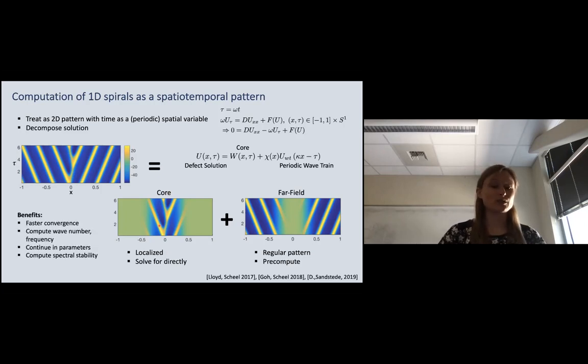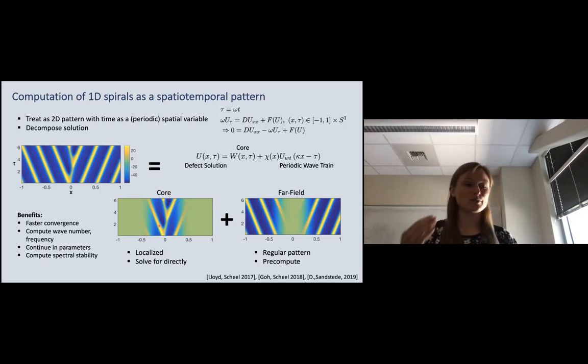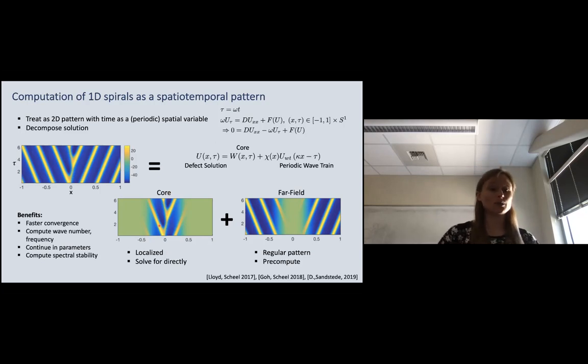Some of the benefits of doing it this way are that we are going to get faster convergence. Computing the 1D spiral as a spatiotemporal pattern, as an equilibrium solution, is going to give us an advantage over those shooting methods because we'll be able to compute this unstable pattern efficiently, and we'll be able to find out information about it, such as its wave number and its frequency, and we'll also be able to continue it in other parameters. Furthermore, since it's an equilibrium solution, we'll be able to actually compute its spectral stability as well.